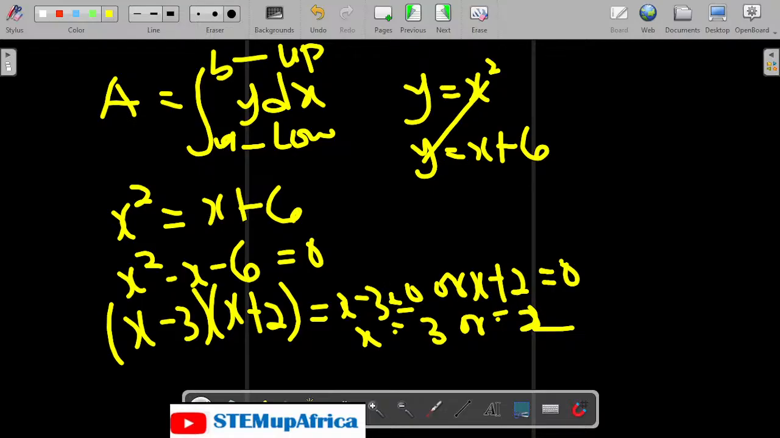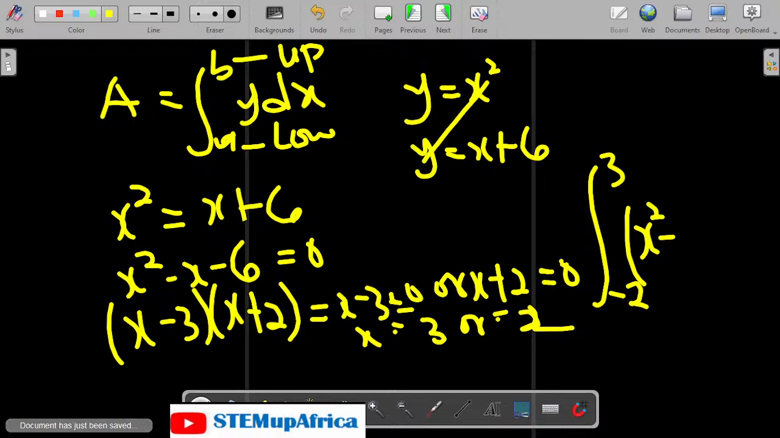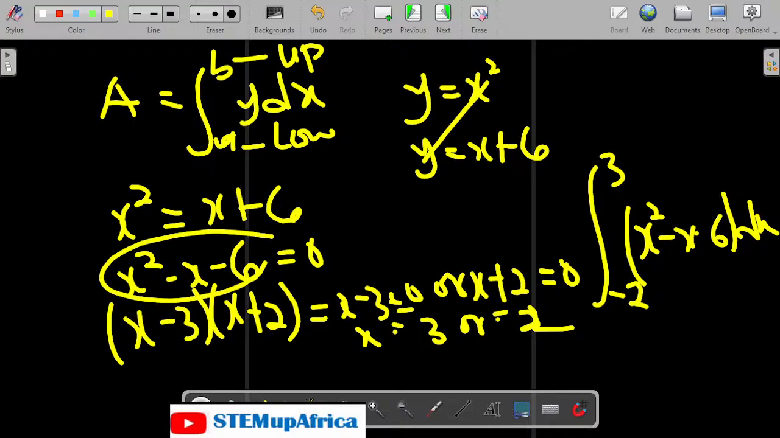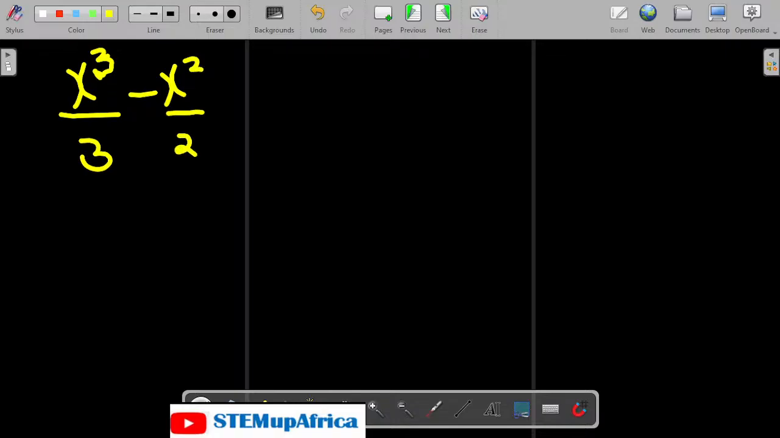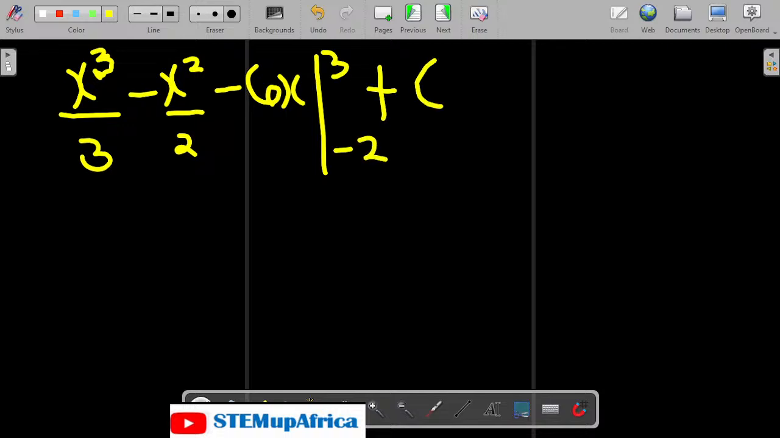So the limits now: I'll write the integral from minus 2 to 3 of x squared minus x minus 6 dx, which is this entire function. I can also equate it to y. So we have to integrate x squared minus x minus 6 dx. If I integrate x squared, I will have x cubed over 3. If I integrate x, I'm having x squared over 2. If I integrate 6, I'm having 6x, evaluated from minus 2 to 3, plus c. Anytime you integrate, you must add your constant c.